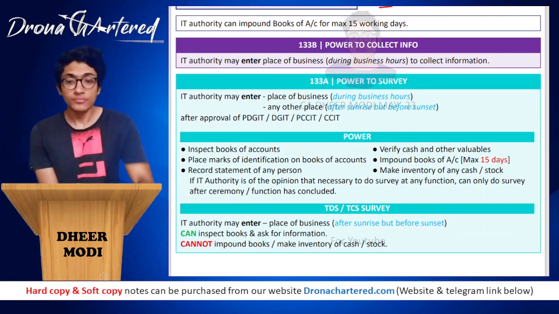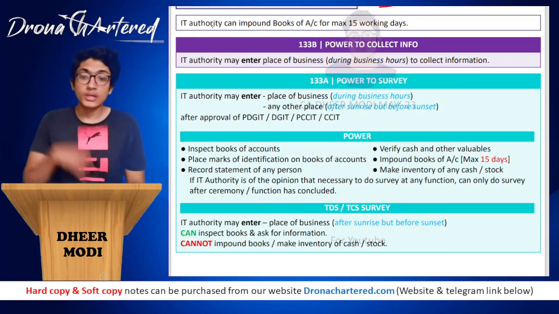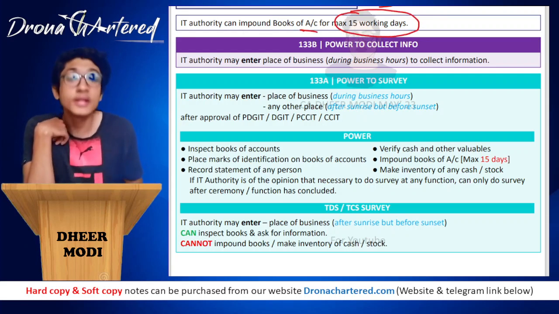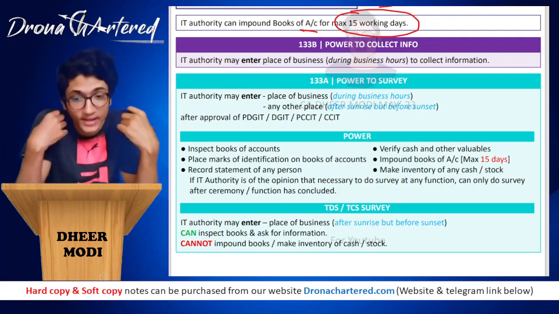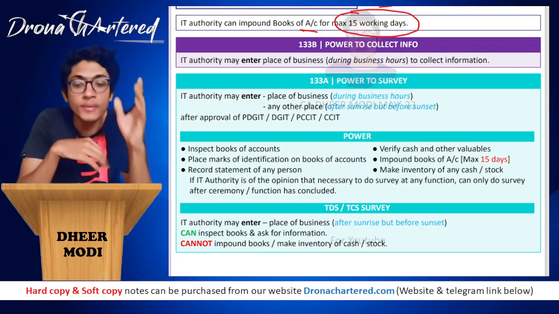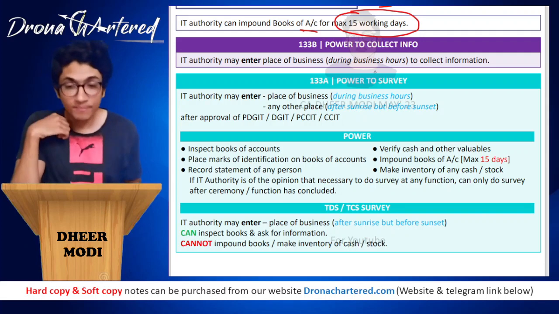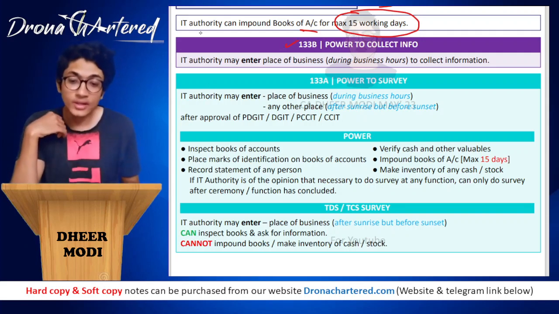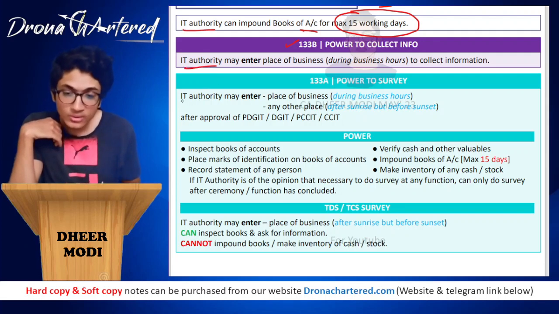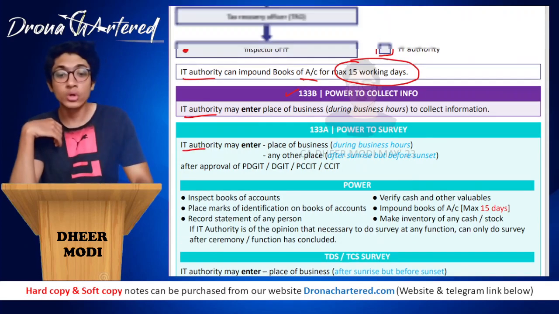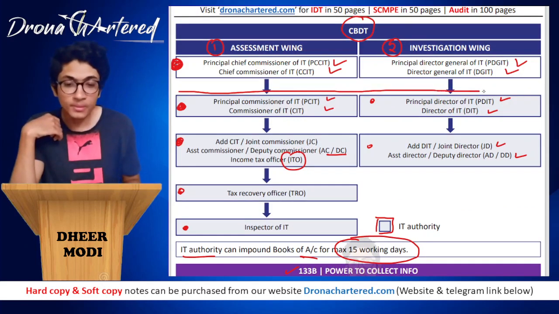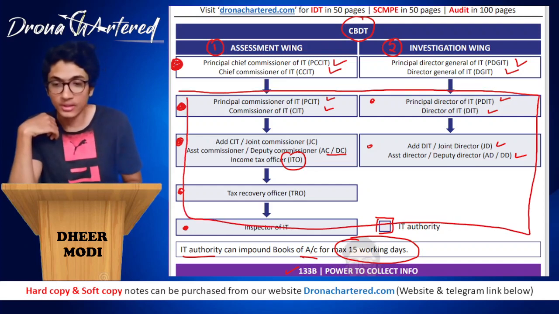Great. Your income tax authority, your IT authority, can impound books of account for maximum 15 working days. They can only impound, that means actually physically take the books of accounts, only for maximum 15 working days. 133B talks about power to collect information. So look, everywhere IT authority is being used, therefore it was necessary to understand who all people are included in your IT authority. So all people in this range will be your IT authority.